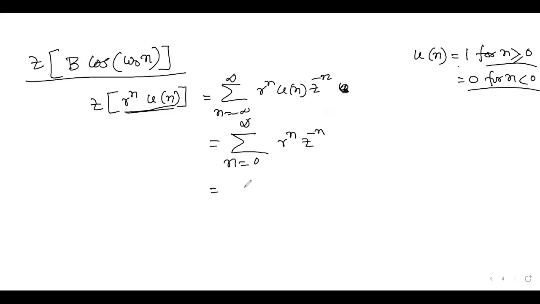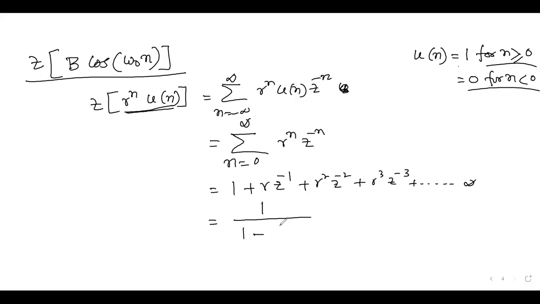Now let's expand. 1 plus r z to the power minus 1 plus r square z to the power minus 2 plus r cube z to the power minus 3 up to infinity. So what will be the sum? The sum will be 1 by 1 minus r z to the power minus 1, the first term being 1 and the common ratio being r z to the power minus 1. That is z by z minus r.